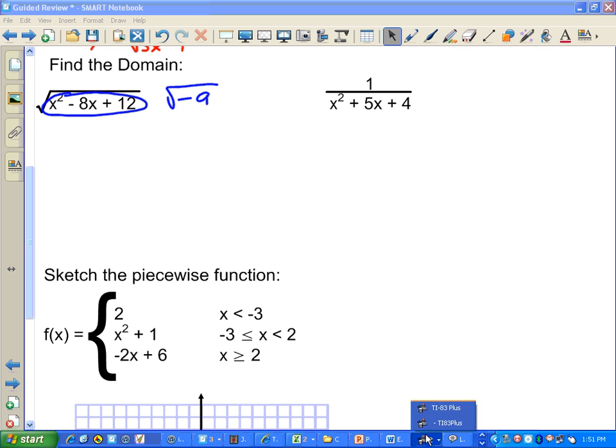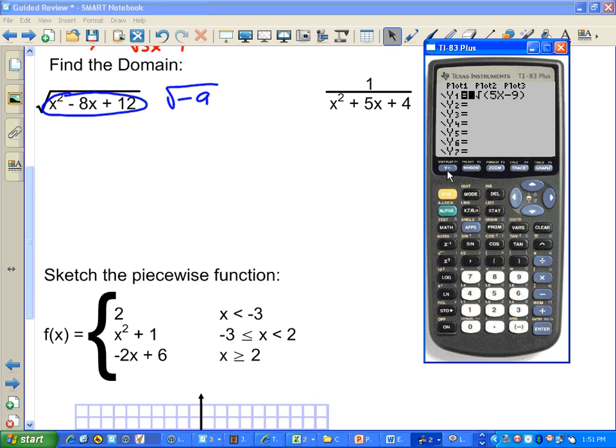Well, I graph this one. X squared minus 8x plus 12. Oops, 12. Okay, I'm getting this. Now that's a graph of just the inside part. You notice here, these are negative values.